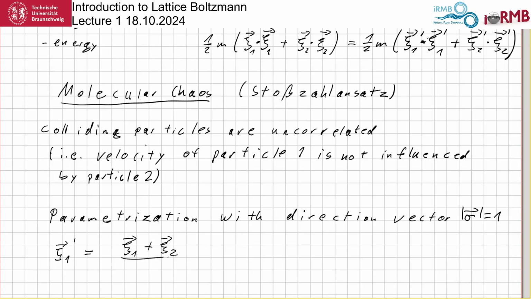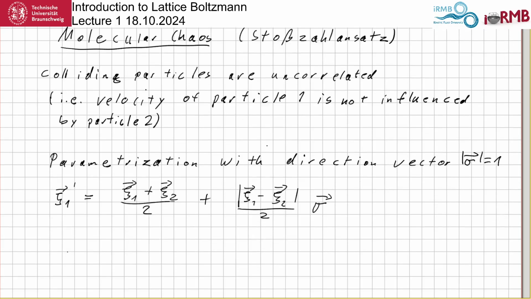can be written as a combination of the center of mass velocity, which is the average between the velocities of the particles, plus now the difference between velocities 1 and 2. We take the absolute value and multiply this by a direction. So what is the idea behind this? Okay, I write the other one too. So xc2 after collision is xc1 plus xc2. This is the same center of mass, and now the only difference is that this here is going the opposite way.